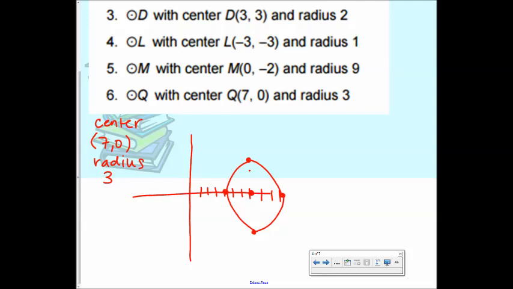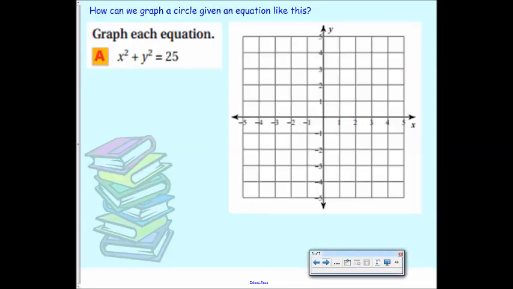So again, think back to when you did linear equations, y equals mx plus b. You needed the slope and the y-intercept. Here, it's even simpler than that because there is no slope. You just need the radius and the center. So how would you get that from an equation like this? This does not look like the equation of a circle that we've looked at, right? So how can you make this look like the equation of a circle?